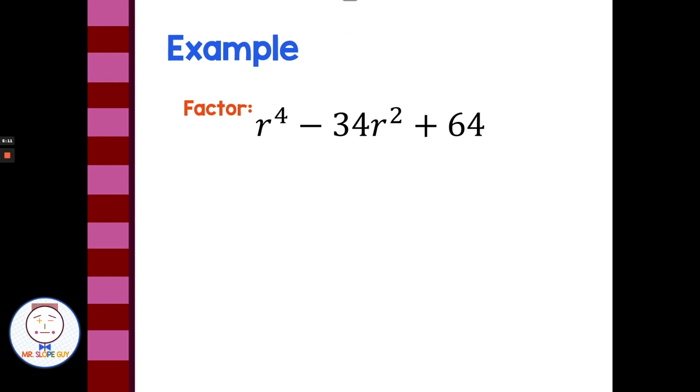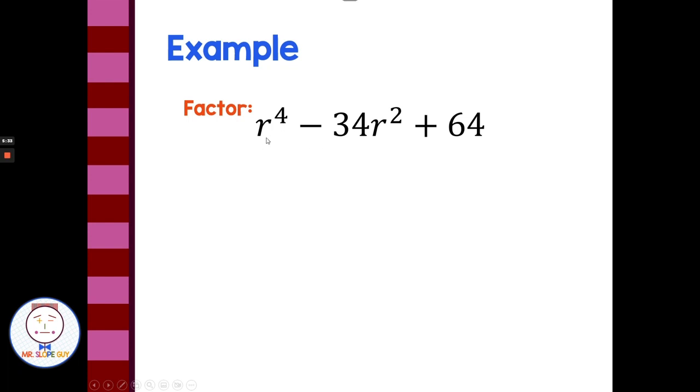So for example, if I have r to the fourth minus 34r squared plus 64, in this case I'm looking for numbers that multiply to positive 64 and add up to negative 34. So right away I know the signs are going to both be negative. To multiply and give me a positive number and add up to a negative number, they must both be negative.